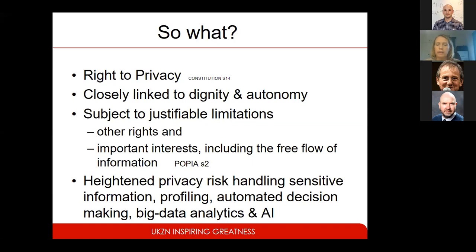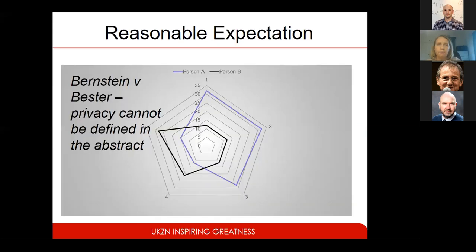The Act talks about special personal information and the information of children, but also certain types of processing, which include profiling and automated decision-making, on which there are specific provisions in the Act, and big data analytics and AI, which pose particular problems. These are complex, potentially invasive, and vulnerable to misuse and require special precautions.